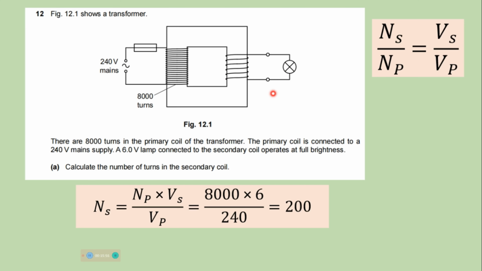So for the number of turns, we know this relation, where s stands for secondary coil and p for primary. So Ns upon Np is equal to Vs upon Vp. Rearranging this relation, Ns is equal to Np multiplied by Vs divided by Vp. Np, the number of turns in the primary coil, is 8,000. Vs, the voltage across the secondary coil, is 6 volt, divided by Vp. Vp is the voltage across the primary coil, it is 240 volts. So put all the values in the relationship and the number of turns in the secondary coil is 200.